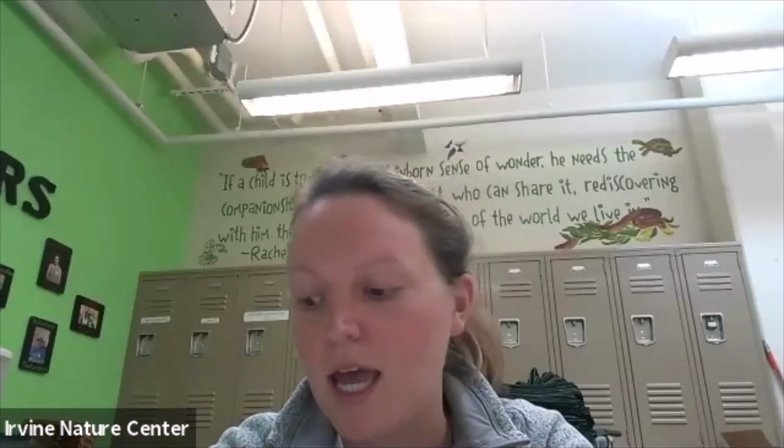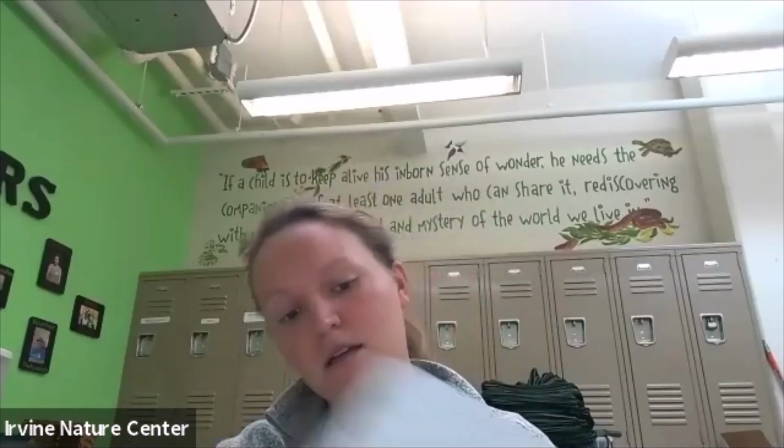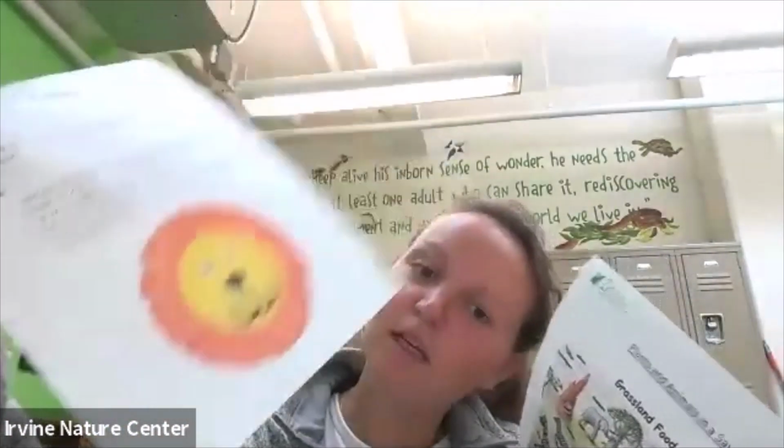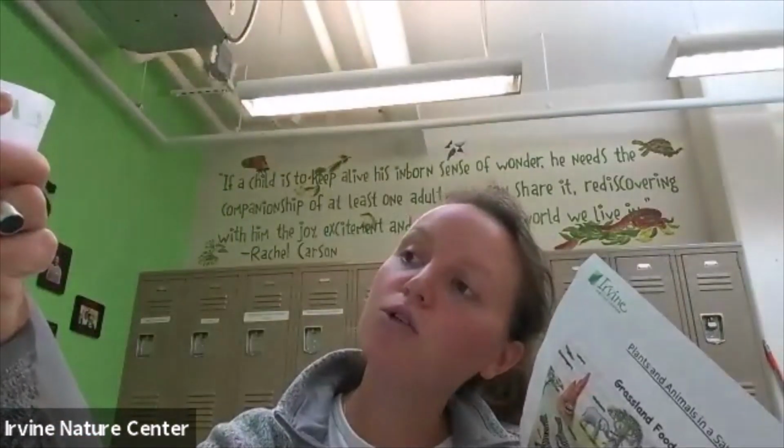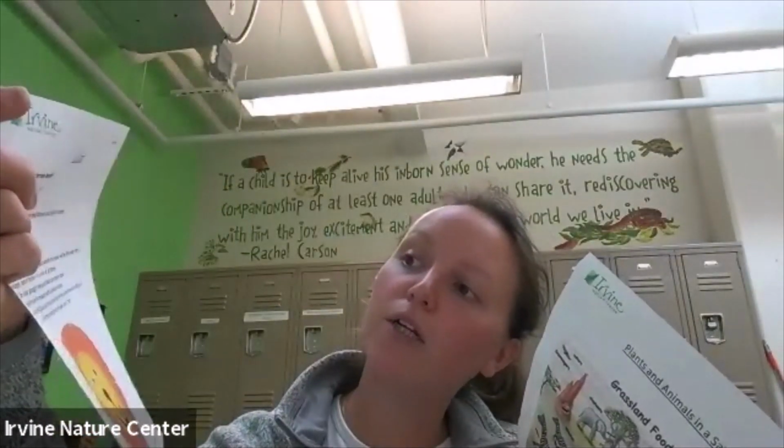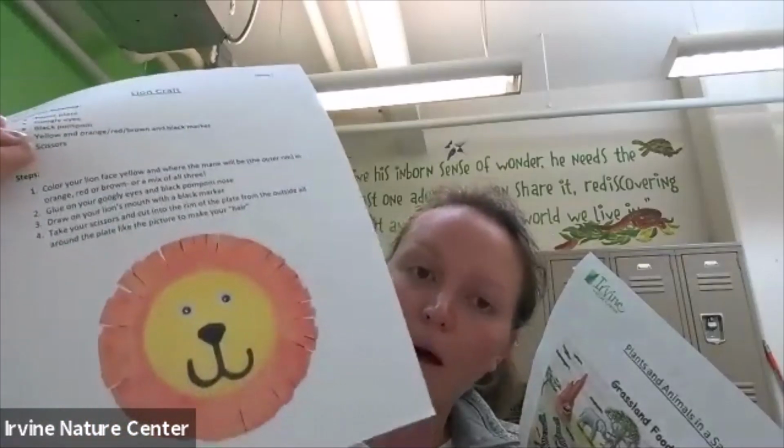And then we have an animal component. We're actually going to be looking at a skull of something that doesn't live in the savanna, but has some relatives that do, and some other animals that are similar to it in ways. And then we're going to talk a lot about those animals, and then we are going to do our lion craft. So for the lion craft, you should have gotten a paper plate, googly eyes, and a black pom-pom.